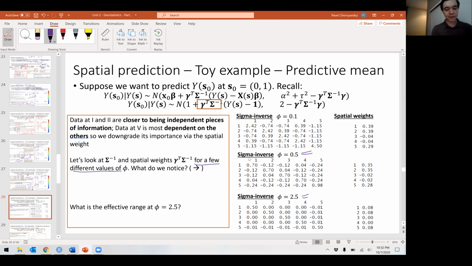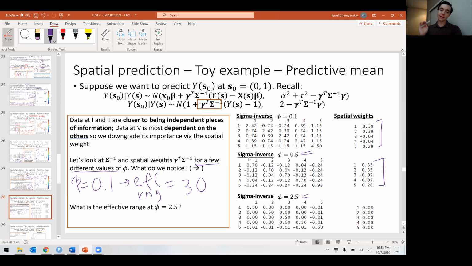By the way, value of phi of 0.1, right? Phi equals 0.1. The effective range is 30. Remember, my greatest observed distance is like square root of 8. So I'm saying everything is super correlated. 0.5, my effective range is 6. Everything is still fairly correlated. Notice there's very little change in these spatial weights.